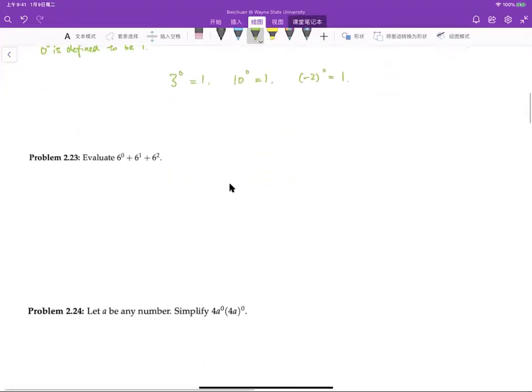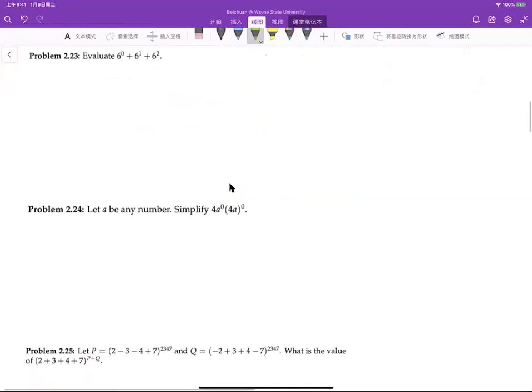All right, so let's look at the next problem, 2.23. Evaluate the simple expression. Here we just need to apply the definition of the exponents to evaluate the 3 terms. Let me do this easy case. The first term is equal to 1. The second term is 6, and the third one is 36. Then we just add them together, so the sum will be 43.